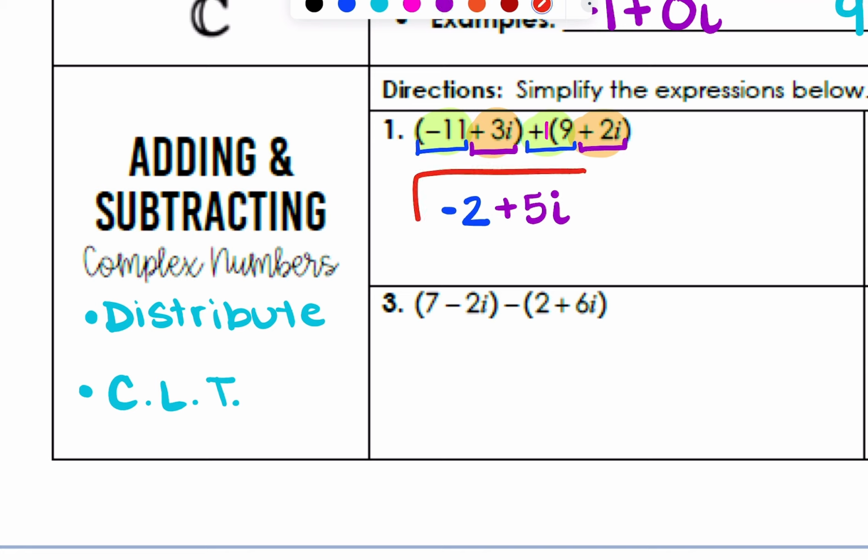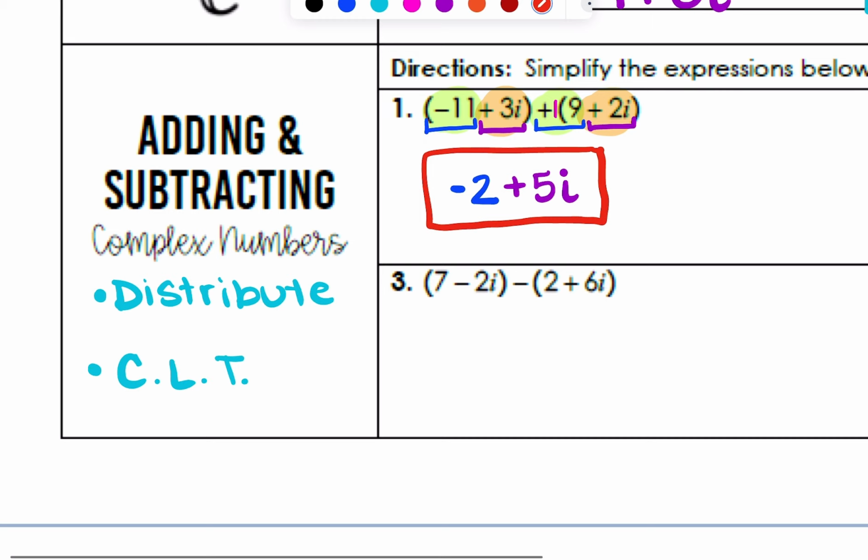We are just adding and subtracting right now, combining like terms. We do not change exponents or variables. We are only adding or subtracting the coefficients here. Okay? Now, number 3, I want you to look at that and think about what is the only difference in this problem.